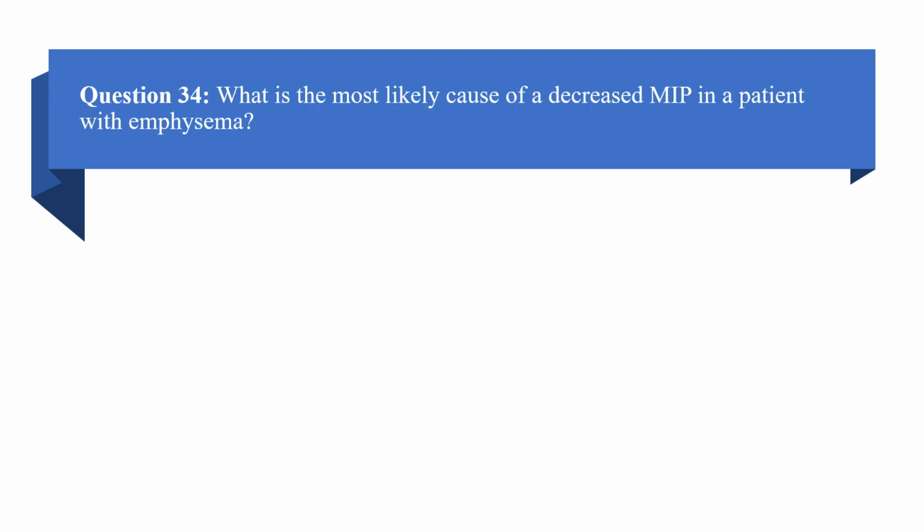So this question is kind of asking, this is a bit of an analysis question. They're kind of asking you, well, what's actually going on? Why might a patient have a decreased maximum inspiratory pressure? And in this case, if they have emphysema.